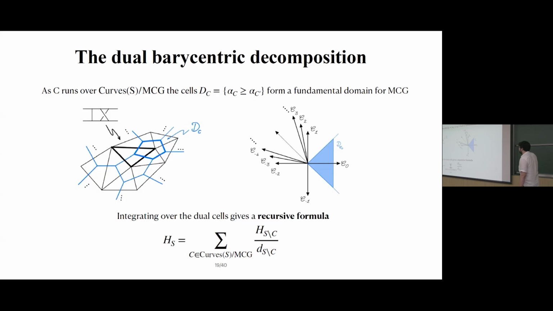Now, I will not show how, but a simple manipulation shows that the integral over one such cell produces a recursive formula for the normalization factor. You have to sum over all possible curves up to this mapping class group that I didn't really talk about. And each such cell contributes with 1 over the superficial degree of divergence of the surface that you obtain cutting along the curve, times the entire normalization of that surface. So we find this new formula.